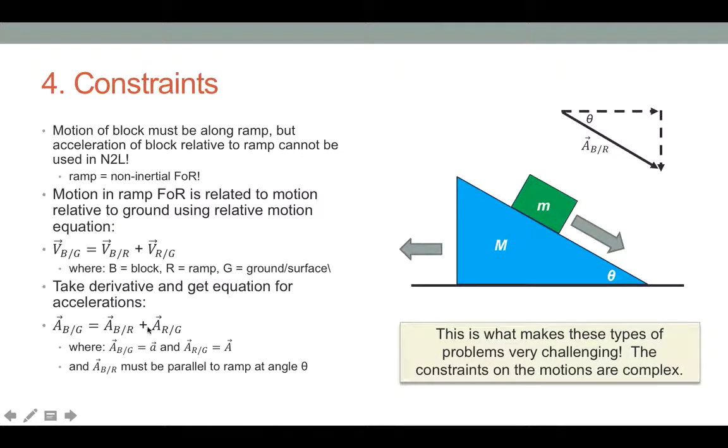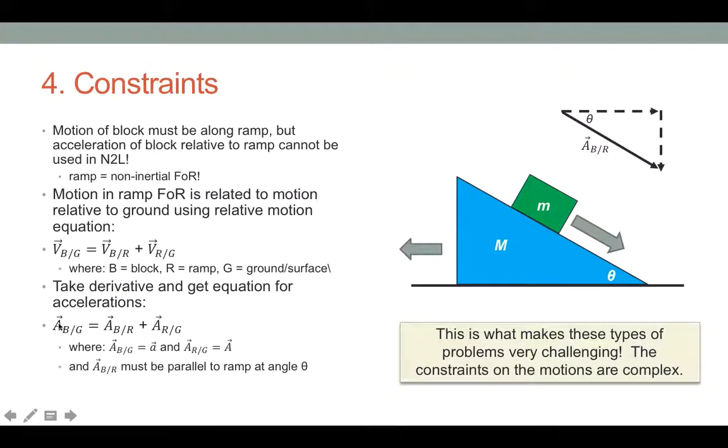Now, typically when we did relative velocity problems before, this last term would have been 0 because our 2 frames of reference were both moving at constant velocities, and therefore that had no acceleration. Now this is an acceleration.